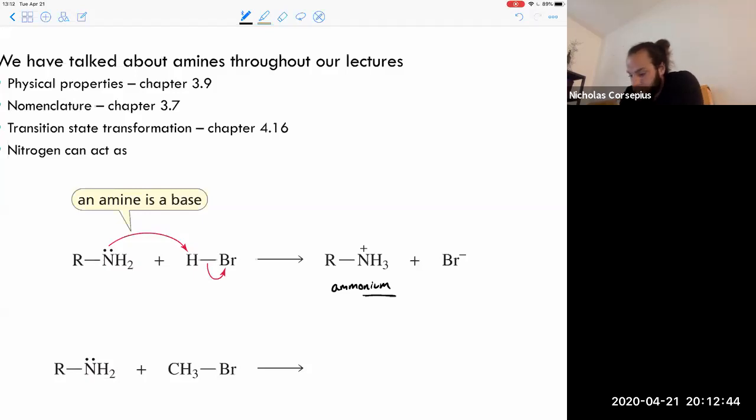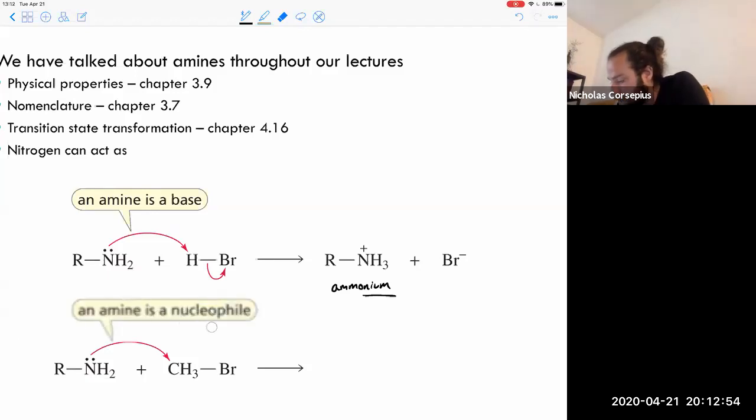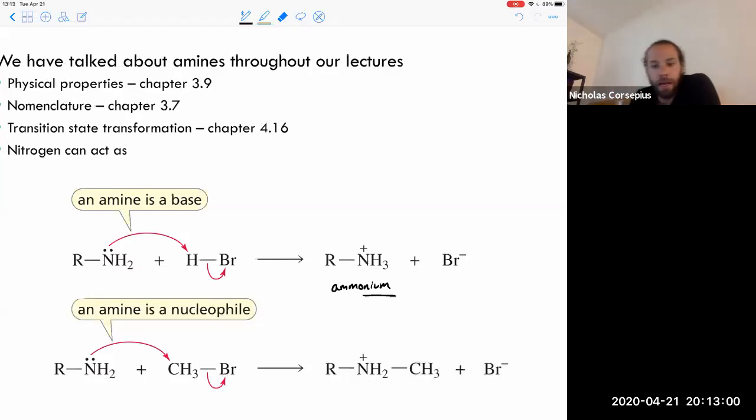Similarly, when we have an amine and an alkyl halide, again, nitrogen can act as a nucleophile. So this is amines acting as a nucleophile with an alkyl halide, and this will create, in this case, a secondary ammonium that you can then, of course, treat with some sort of a base and get a secondary amine.